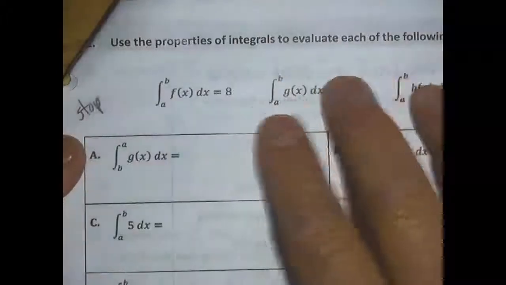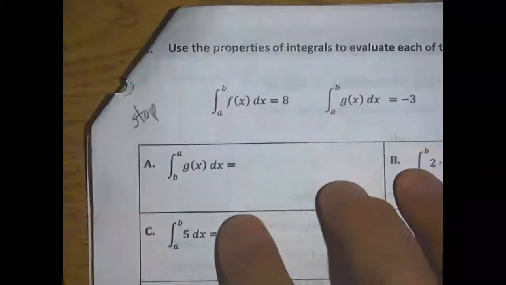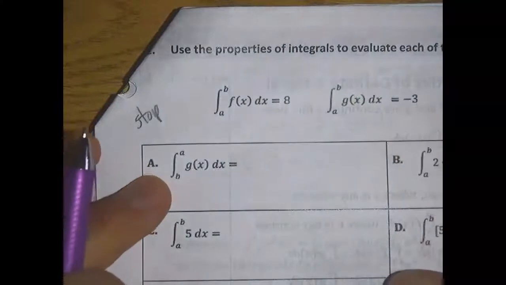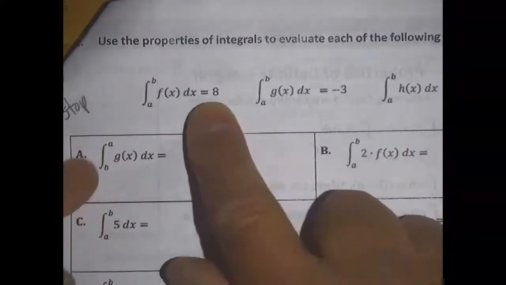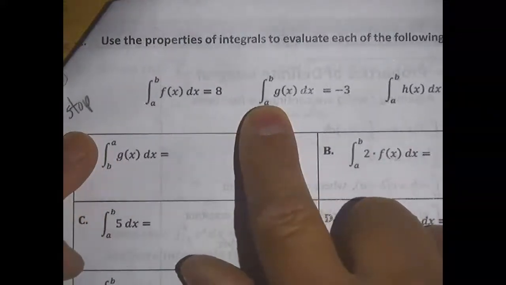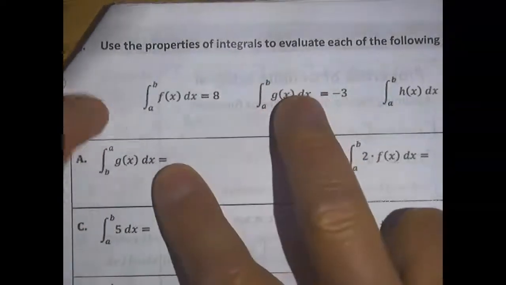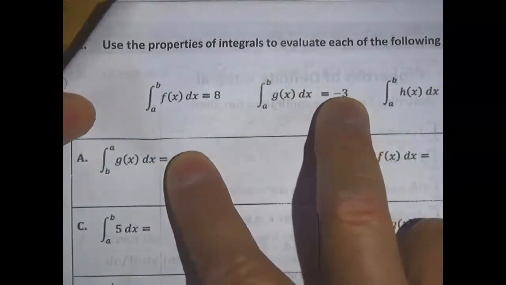It says use the properties of integrals to evaluate each of the following, and these are the properties that we learned about yesterday. First one is telling you, what's the integral from b to a of g of x? Well, if you look up here, you don't have the integral from b to a, you've got the integral from a to b. We learned yesterday that these are reverse integrals of each other, so their values are going to be reversed.